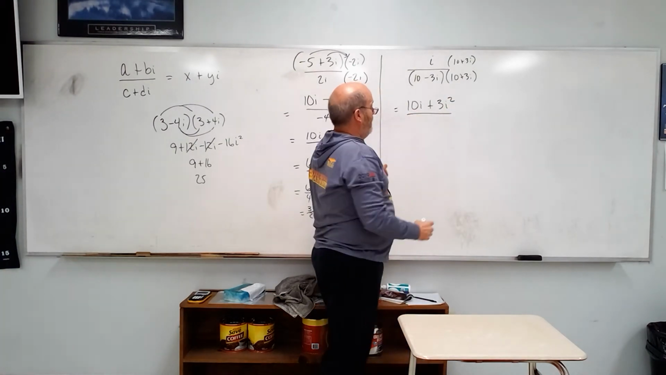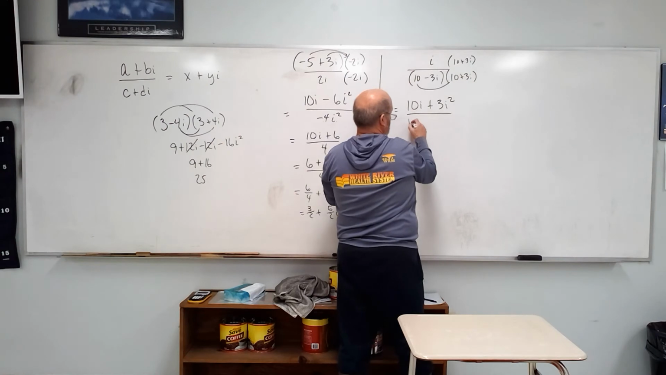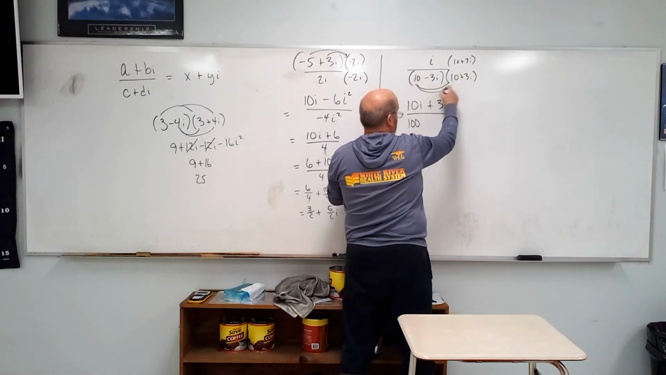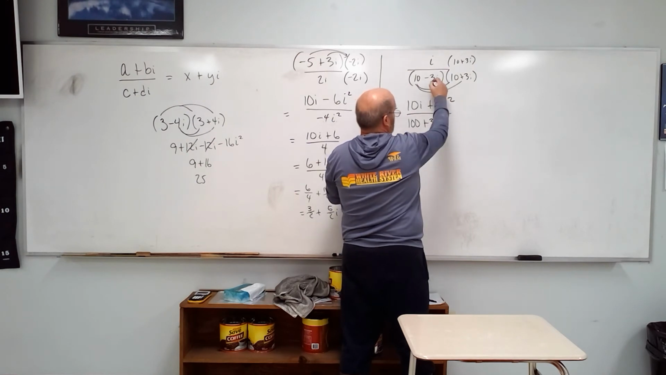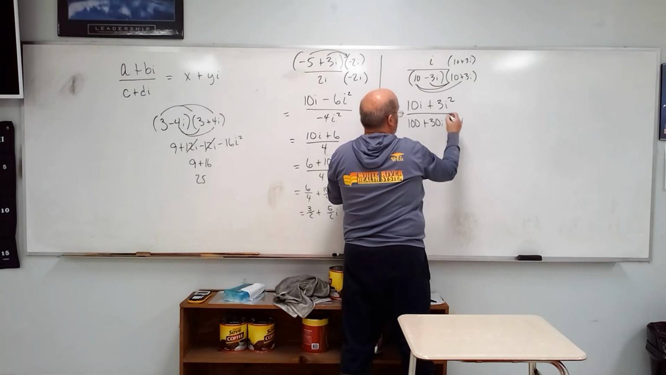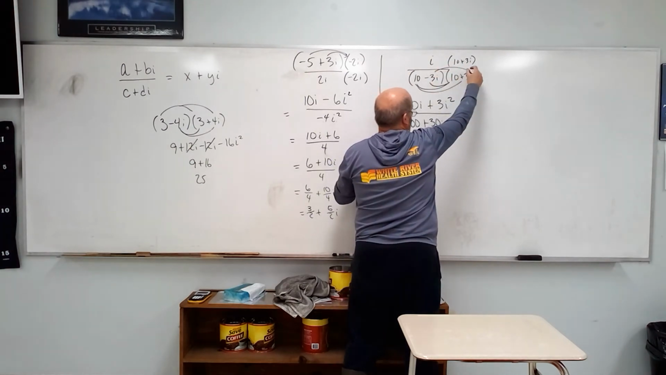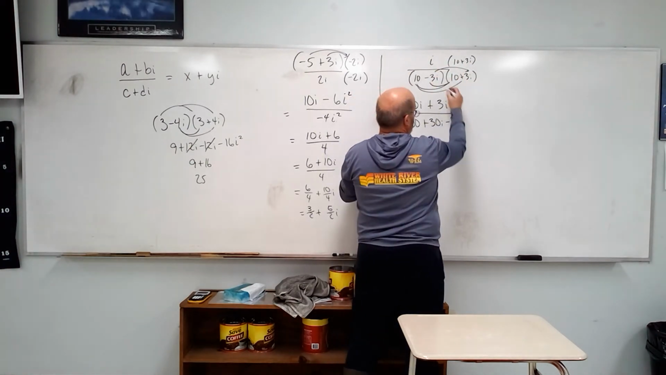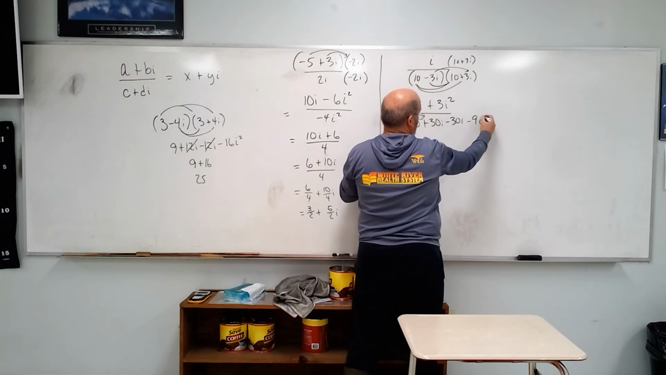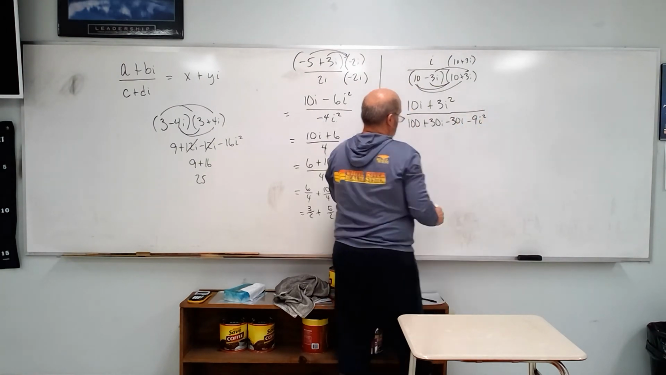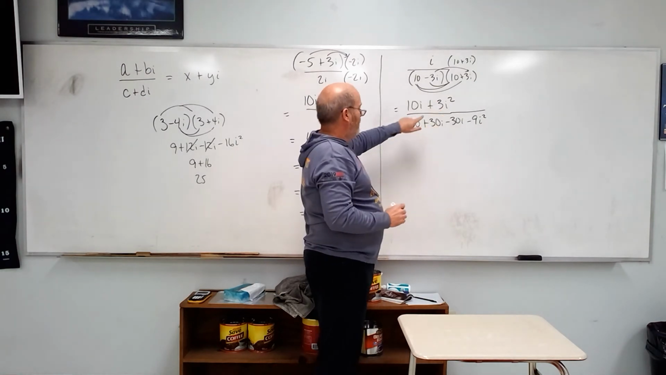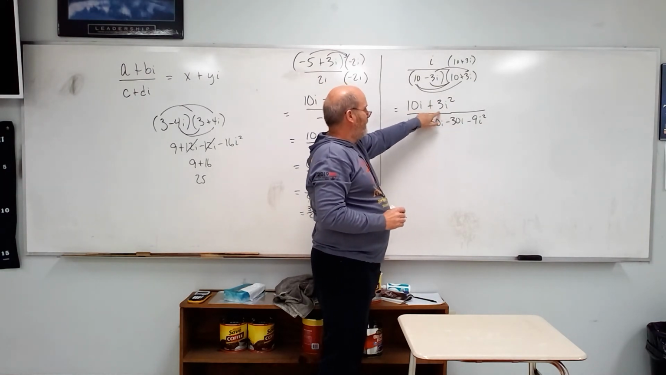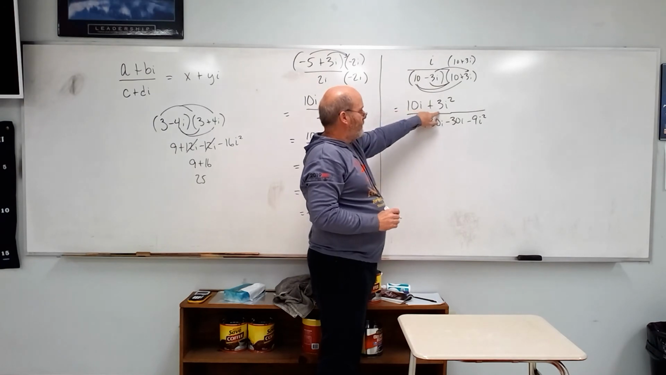Again, I'm going to distribute the denominator. 10 times 10 is 100. 10 times 3i makes 30i. Distribute the negative 3i to the 10, I get negative 30i. And when I distribute the negative 3i to the positive 3i, I get negative 9i squared. So in the numerator now, my i squared is negative 1 again. This becomes negative 3. So I have 10i minus 3.